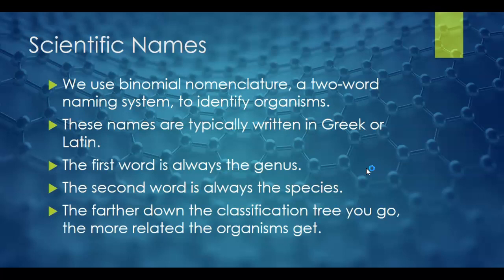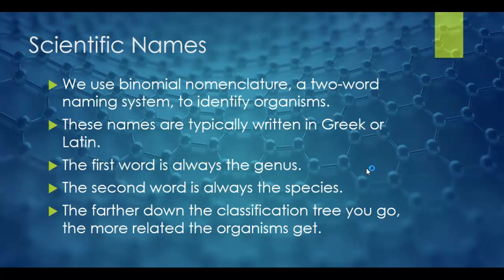And this 2-word naming system is known as binomial nomenclature. The word is scary and obnoxious and huge, but it's its own definition. The prefix bi means 2, nomial means name, and nomenclature means naming system. So the word is its own definition. It is a 2-word naming system.